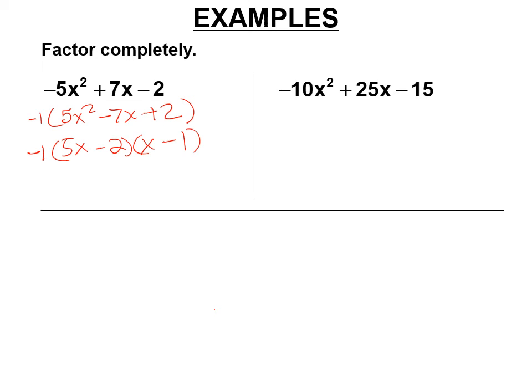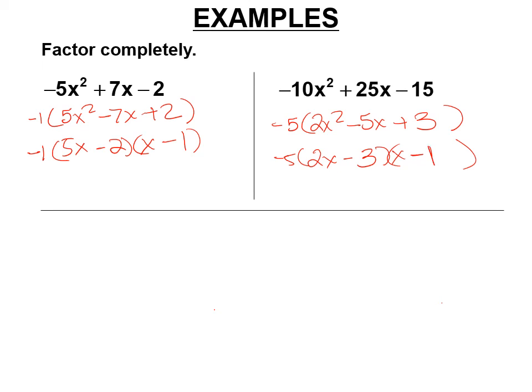All right, we have a negative. We're definitely taking that out, and those are all in the 5 times table, so we're taking out a negative 5. So this is 2x squared minus 5x, right? These signs are going to change, plus 3. 2x squared, so we're going to have a 2x and an x, and we have both of them going to be minus. Which one is going to be the 3? Right there will be the 3. It's negative 5 times 2x minus 3 times x minus 1. And you can neaten this up.